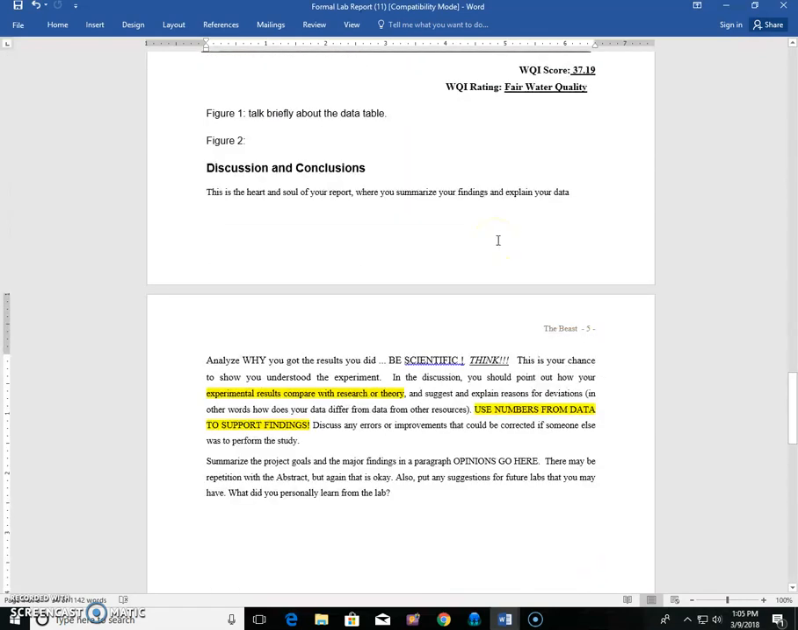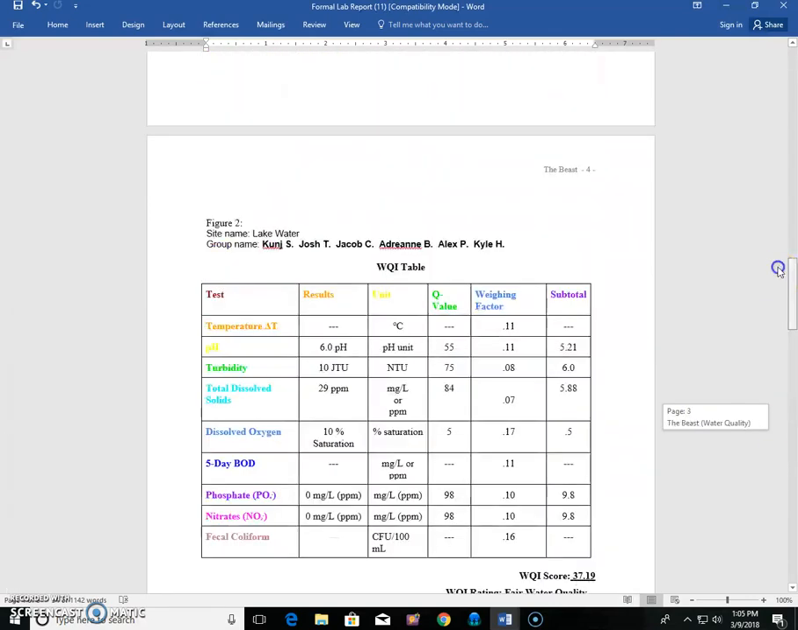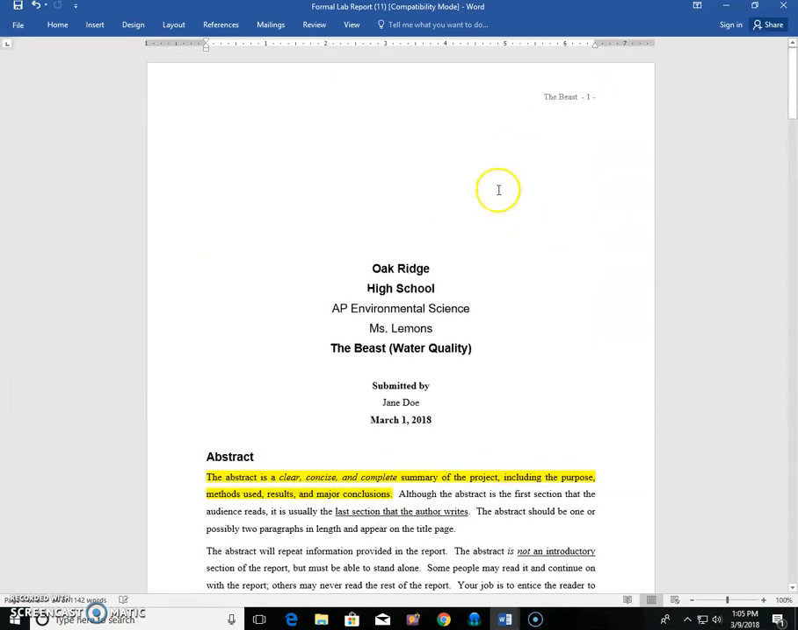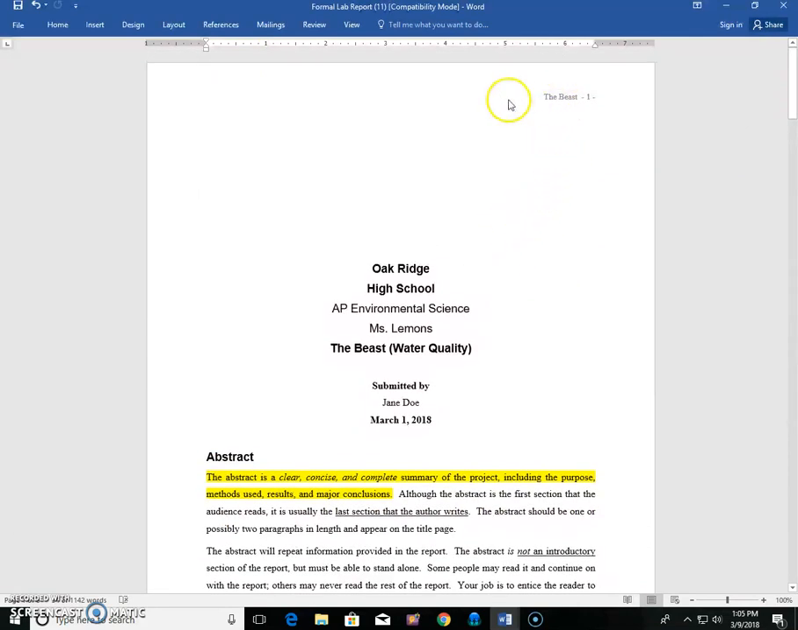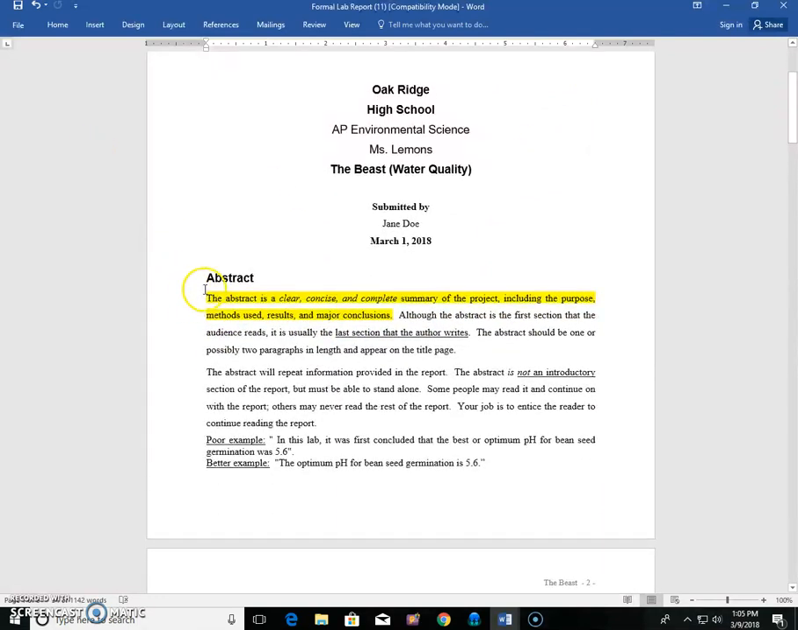I understand this lab report is going to be lengthier than the last one. The last one was an introduction of how I expected your formal lab report. This one is going to be a big step. So remember to have the front cover page done with the running title. That's a big key there. Have your abstract. Make sure it's clear, concise, and complete.